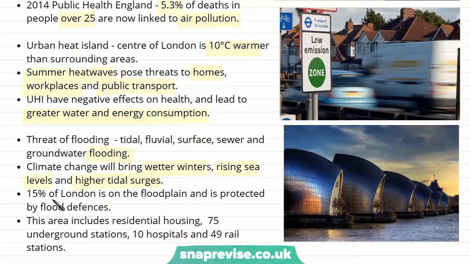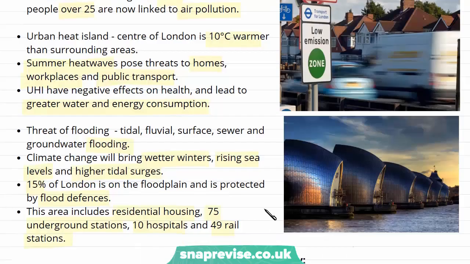So currently 15% of London is built on the floodplain, and it's protected by flood defences such as the Thames Barrage, as shown in this picture here. And this 15% of the land of London, which is on the floodplain, is of significant value because it not only includes residential property, but also 75 underground stations, 10 hospitals and 49 rail stations as well. So it's very important that this land is protected from flooding.